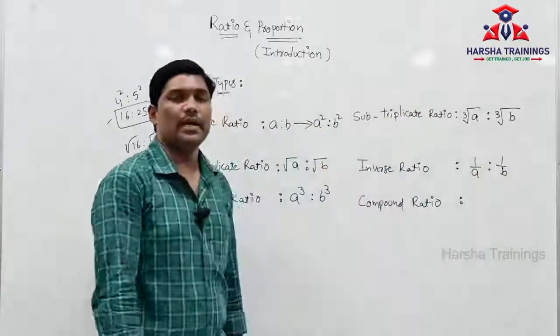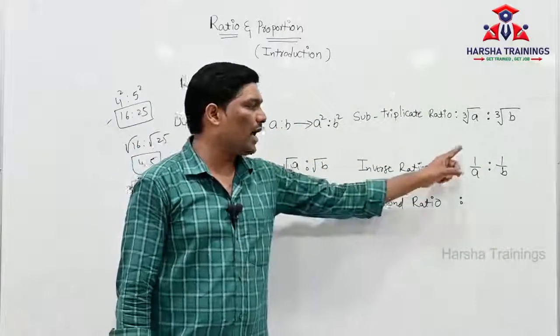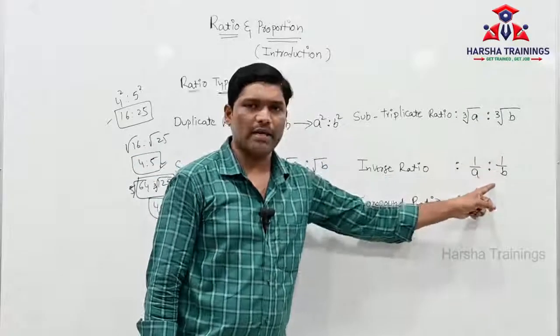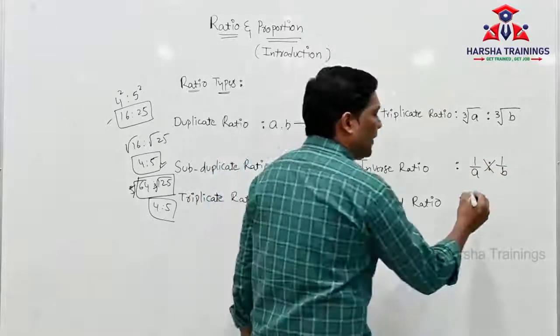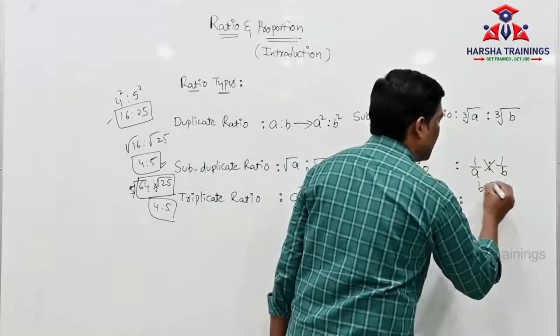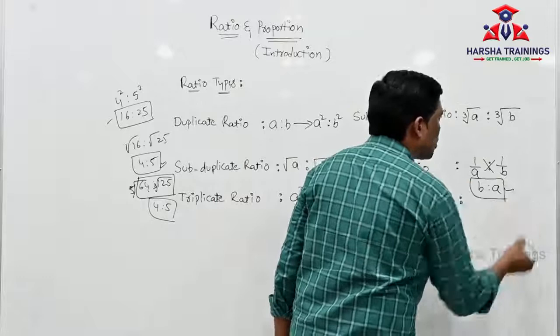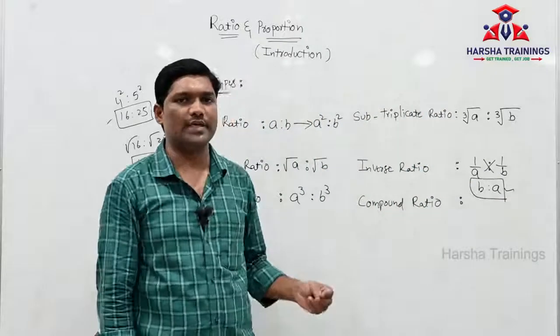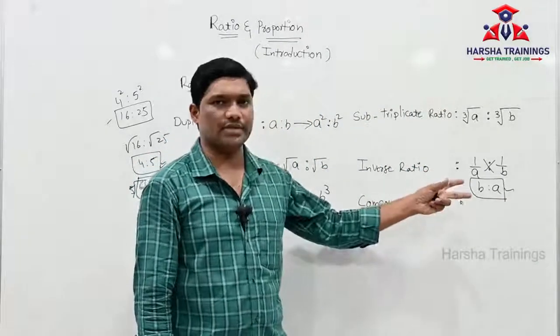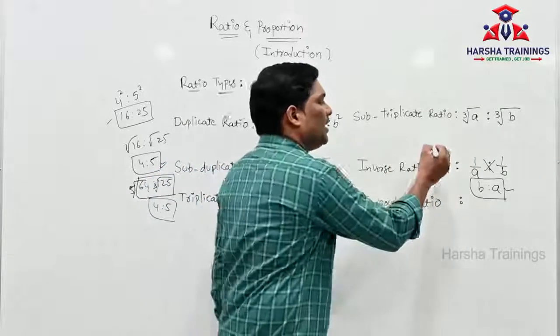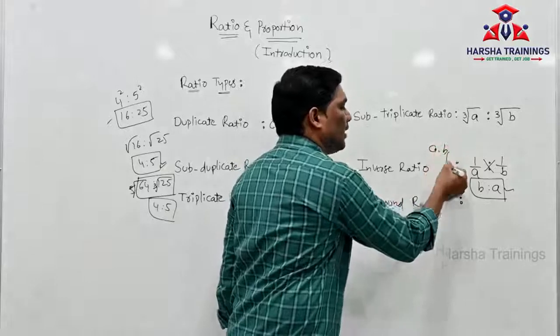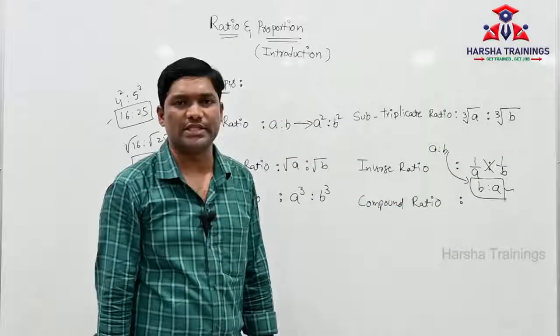So A is to B, the inverse ratio is 1 by A is to 1 by B. Just cross multiplication, guys. Then the answer is B is to A. Two quantities are given, so just reverse. Just remember, just reverse. A is to B, the inverse ratio is B is to A.